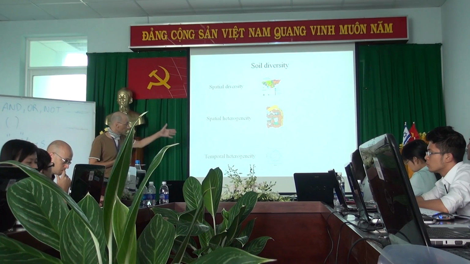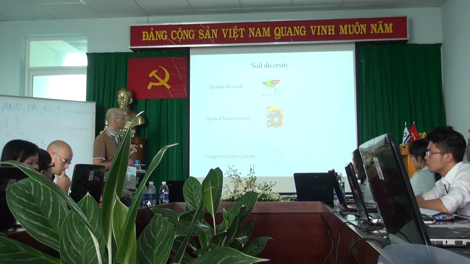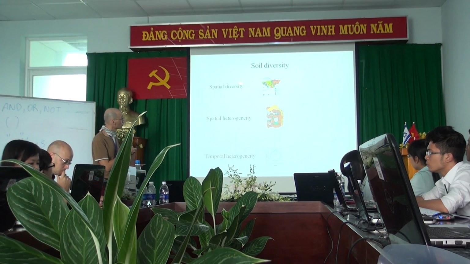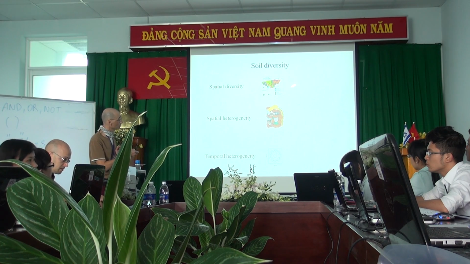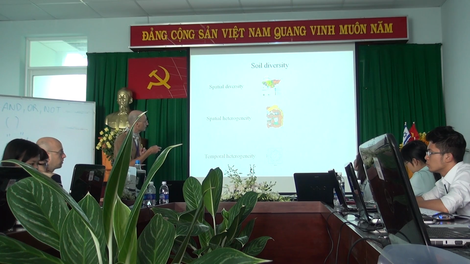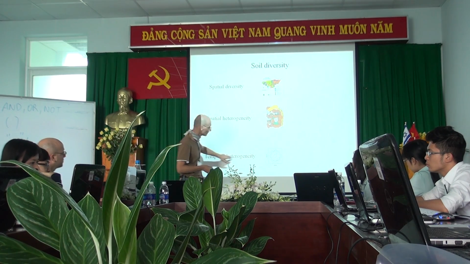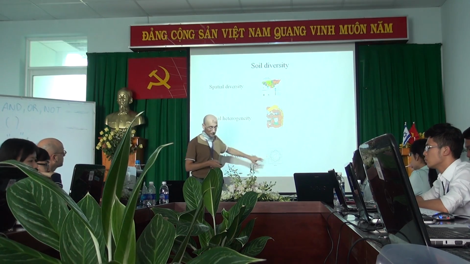So, if we summarize what we've seen here in a few minutes, the soil diversity is composed of spatial diversity, so changes in space at all different scales, from large scale to small scale, and temporal heterogeneity, because this can change very rapidly.